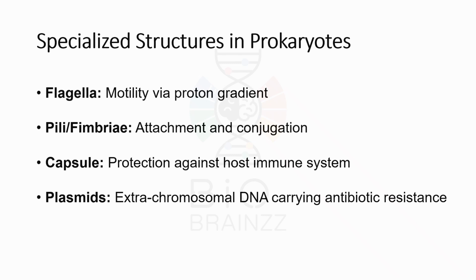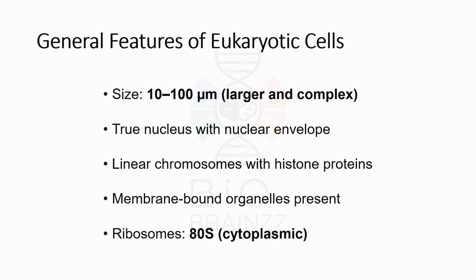They also have pili or fimbriae, which help in attachment and also in conjugation, which is a method of genetic transfer. Capsule is another important structure which protects bacteria from the host immune system. Also, plasmids are extra DNA molecules that often carry antibiotic resistance genes, which is very important in medical and exam oriented content.